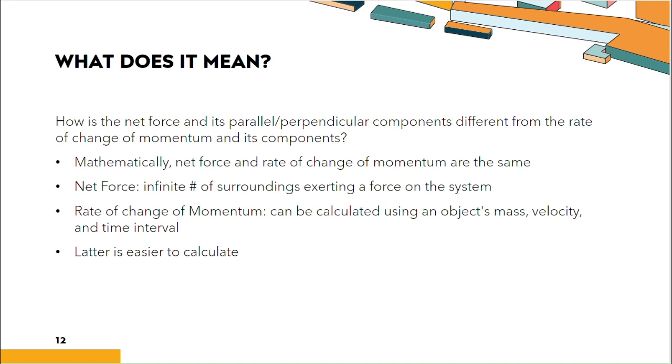Why? For net force, we have an infinite number of surroundings exerting a force on the system. So technically, you'd have to take an infinite number of calculations into account, which is, well, impossible. And the rate of change of momentum could be easily calculated using just the object's mass, velocity, and a time interval.